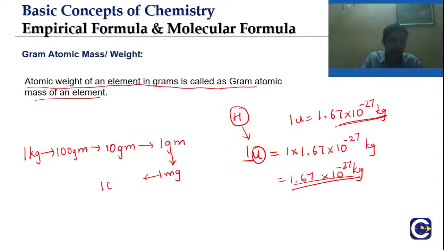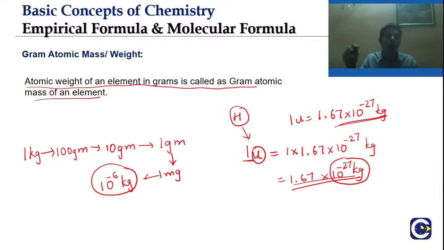It is 10 power minus 6 kg. Okay, so this is what you can imagine. But 10 power minus 27 kg is far beyond imagination, isn't it? That is why we have something called gram atomic mass, which is for our ease. What does gram atomic mass mean? If hydrogen has an atomic mass of 1 U, instead of writing U, you write 1 gram, and that will be the gram atomic mass of hydrogen.